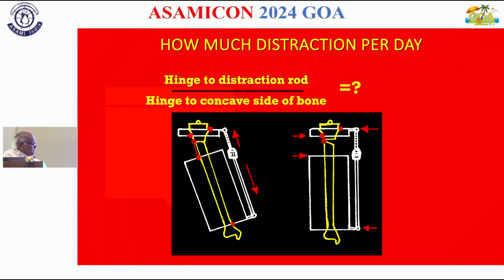So that means it will come to 4. So you have to do 4 millimeter lengthening every day, this distraction of 4 millimeter. Then only you will be able to open 1 millimeter at this level.